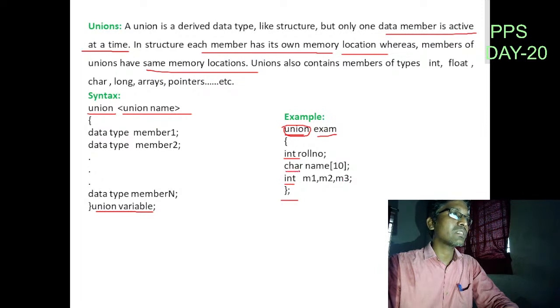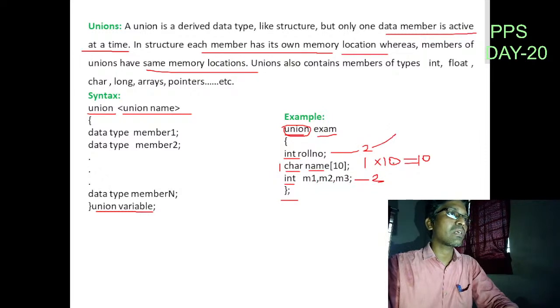Whereas for the character array, the name, each character occupies 1 byte, multiplied by the number of characters in the name, which is 10 characters. So it is written as 1 into 10, which is equal to 10 bytes. So the name occupies 10 bytes, the roll number occupies 2 bytes, and each of M1, M2, M3 occupies 2 bytes.